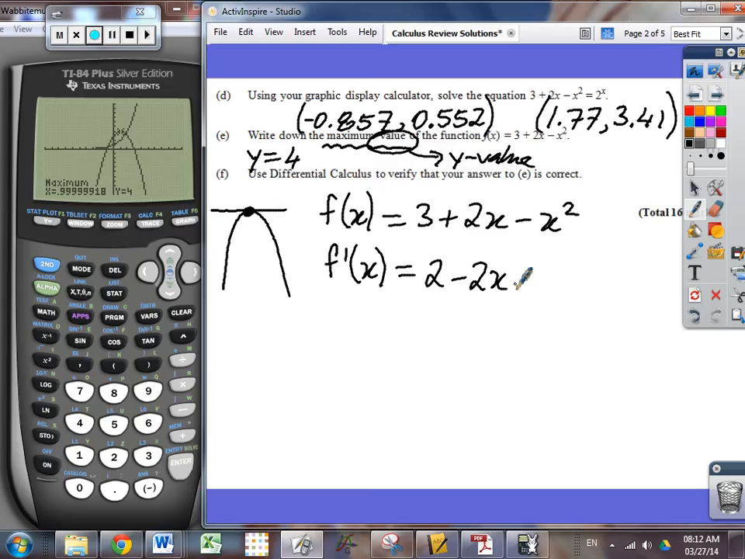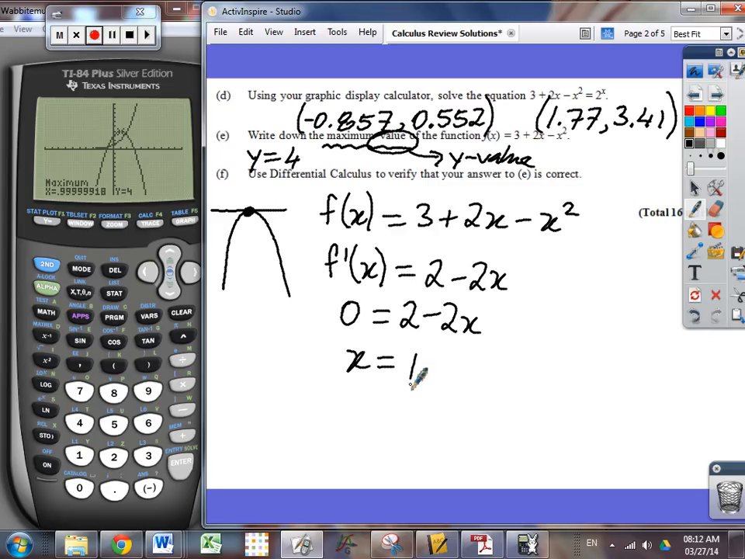Now we know that the derivative equal to 0 represents a horizontal tangent line, which shows where the stationary points are. So let's set the derivative equal to 0 and find out what the x-coordinate is. Where does that occur? It occurs when x is equal to 1.